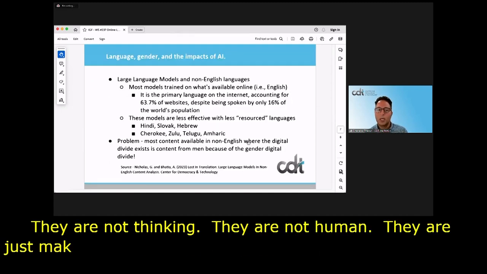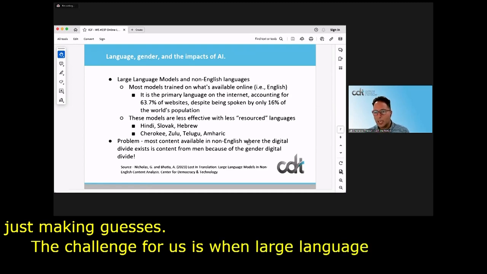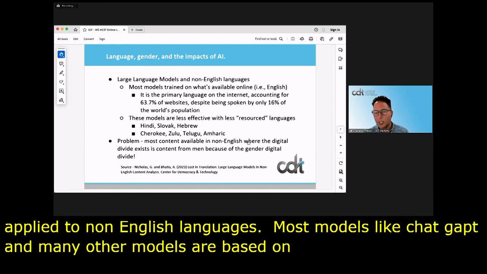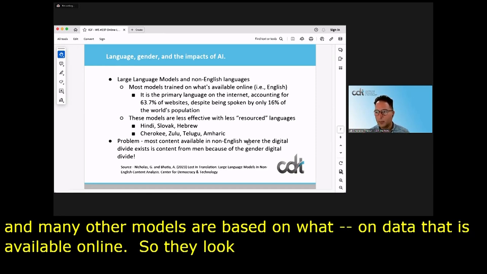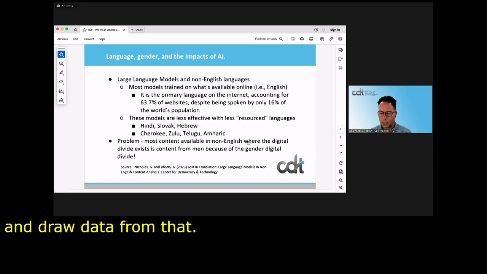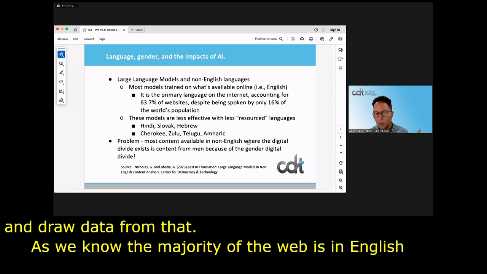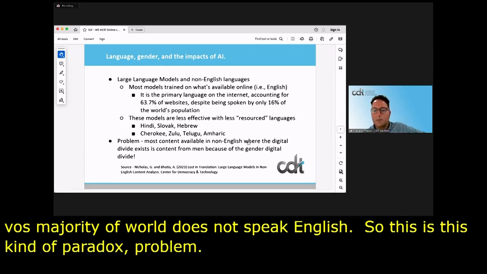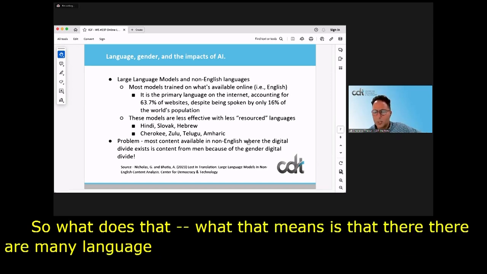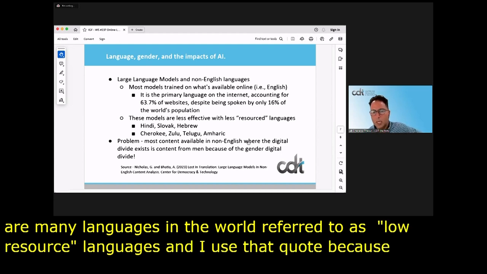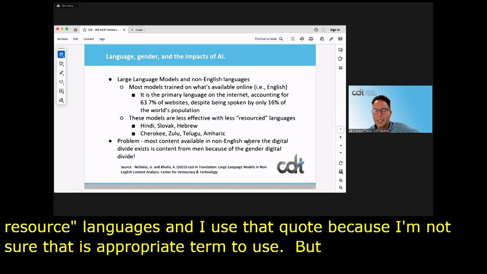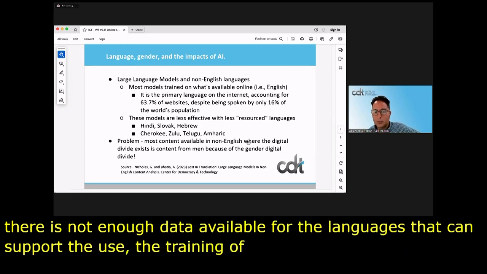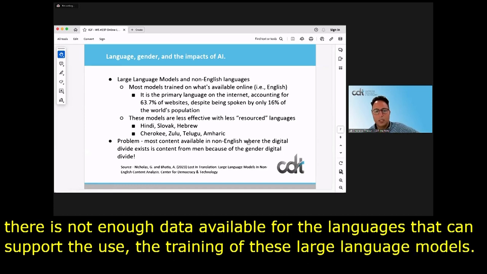The challenge for us is when large language models are applied to non-English languages. Most models like ChatGPT and many other models are based on data that's available online. So they look at the entire internet and the web and draw data from that. As we know, the majority of the web is in English, even though the vast majority of the world does not speak English. So this is a kind of paradox and problem. What that means is that there are many languages in the world which are referred to as "low resource" languages. And I use quotes because I'm not sure that's the appropriate term to use, but among computer scientists, they refer to them as low resource languages. In other words, there's not enough data available for those languages to support the training of these large language models. Examples include Hindi, which is a very big language, Amharic, Telugu, Zulu, and so on and so on.